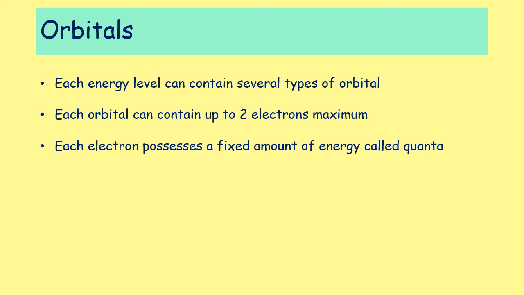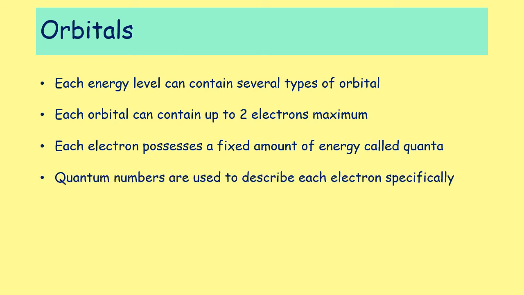Each electron possesses a fixed amount of energy. Because it's in a particular energy shell, it has a fixed amount of energy called a quanta. And we can describe the position of the electron and its energy in terms of things called quantum numbers. So the quantum numbers are used to describe each electron in an atom. Now this is really important: remember the quantum numbers describe each electron. They're not used to describe orbitals, they're used to describe electrons inside orbitals.